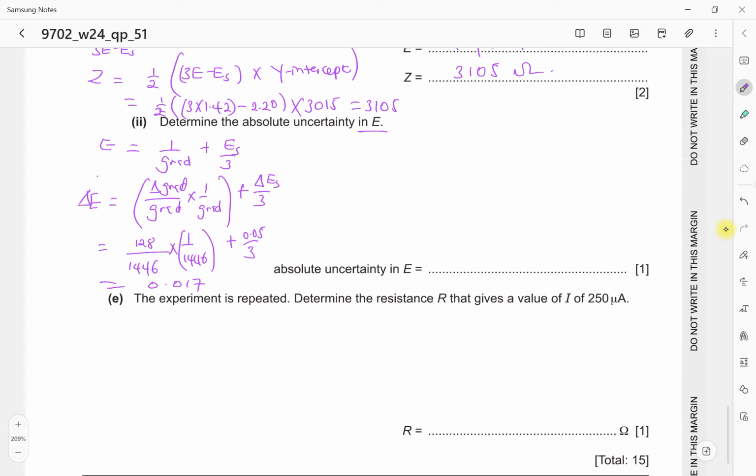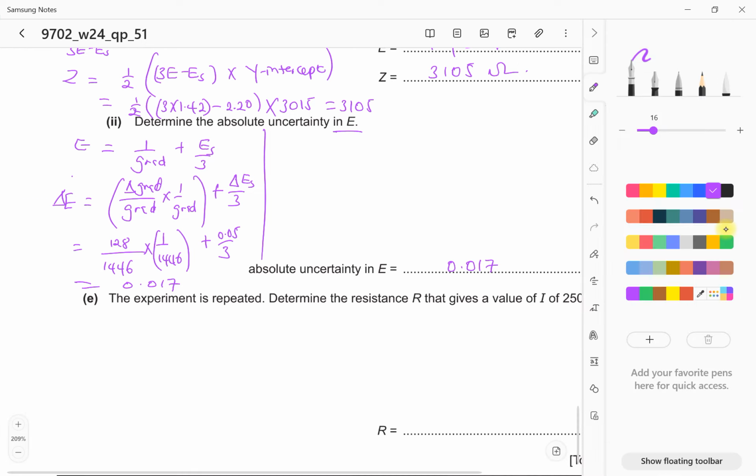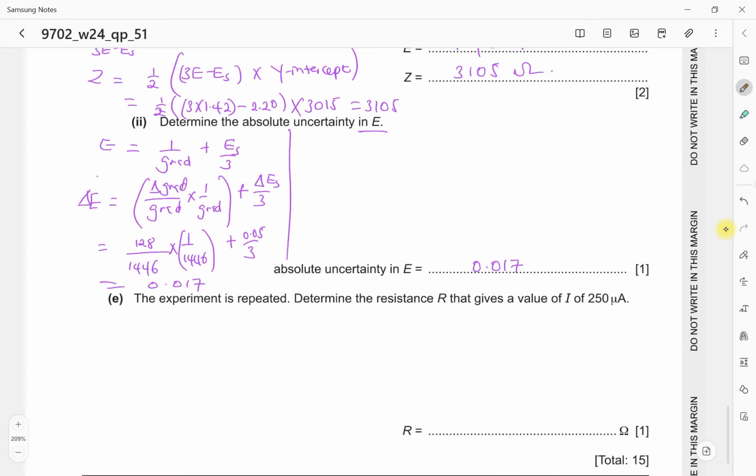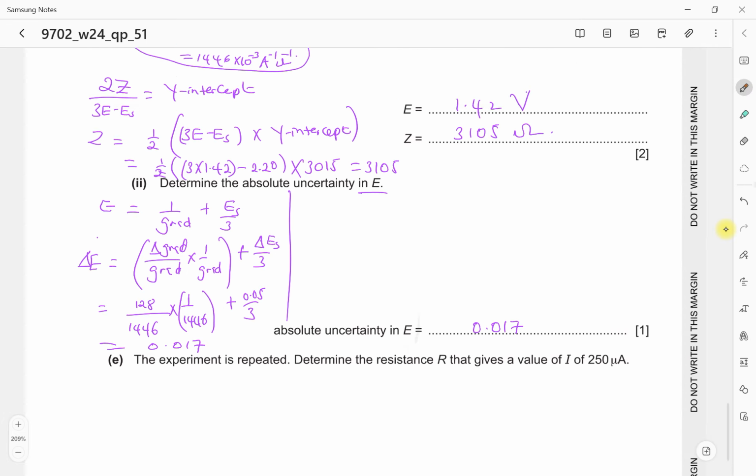So the absolute uncertainty is going to be about 0.017. Now let me try to choose another method which is easy without knowing the formula that you could use. Let me use this one here. So I'm going to use the maximum and minimum method.